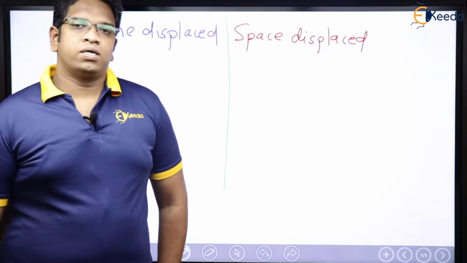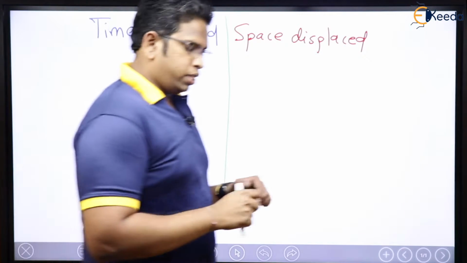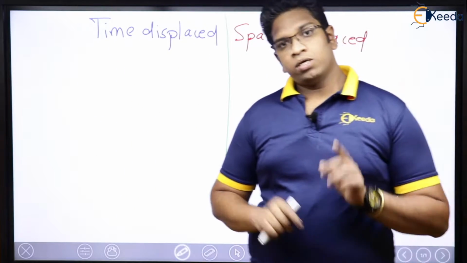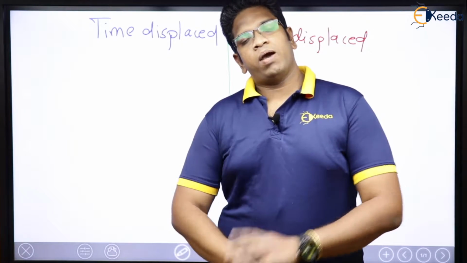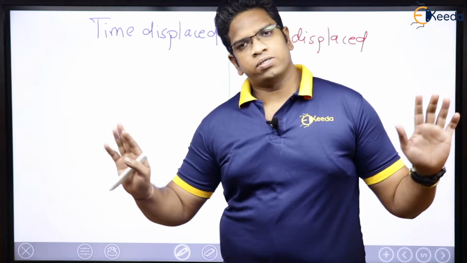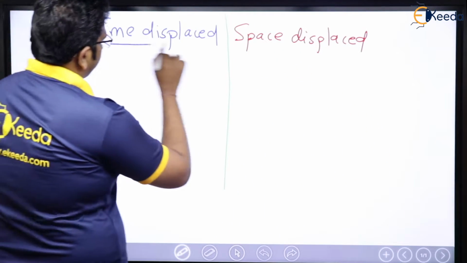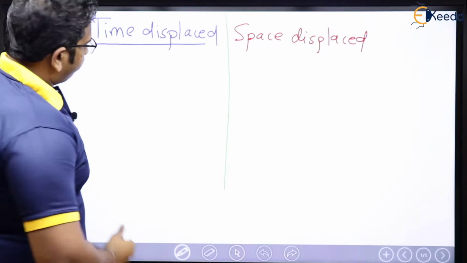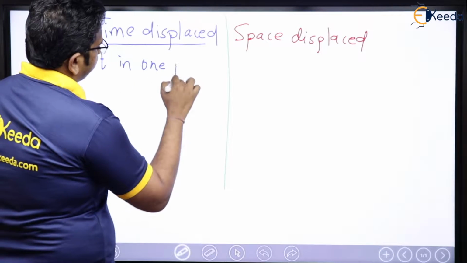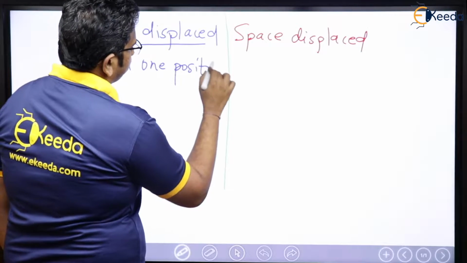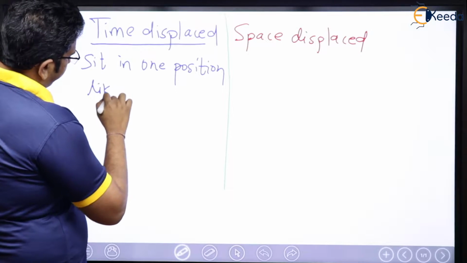Yes, see here, what do we mean by time displaced? Time displaced means you are supposed to sit in one single position. You have to sit in one single position like a lazy man and just observe the variations. What did I say? Let me write. Sit in one single position like a lazy man. Very important.